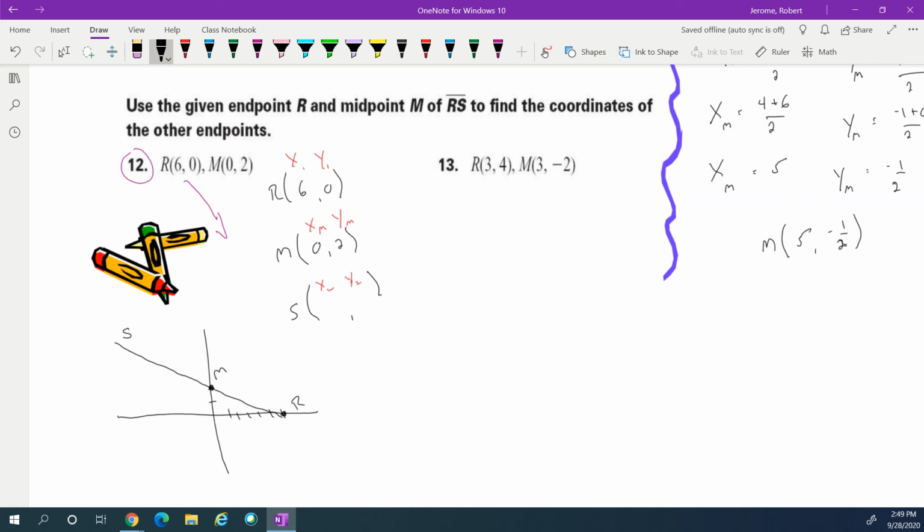So let's work on the x's. X of the middle equals the first end plus the second end over 2. Well, x of the middle is 0. The first end is 6. And I don't know the other end. That's what I'm trying to find out. It's at 0, 6 plus x, negative 6 for x.